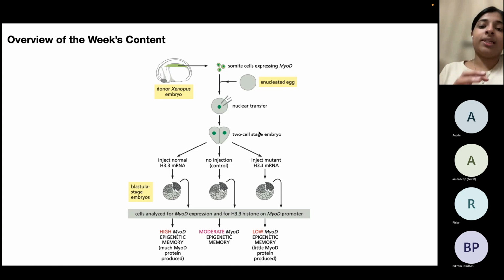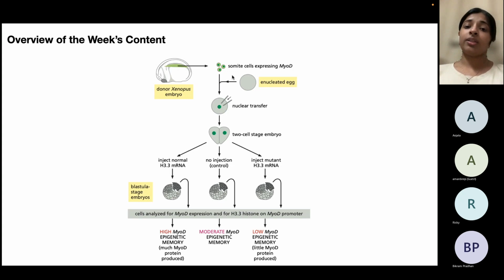Here, what they did was they enucleated the egg cell, which means that they removed the nucleus of the egg cell. This is essentially what contains the entire genetic material. So once that is removed, the cell has to have some other nucleus transferred into it that will give it its instruction. Otherwise, the cell will be just fated to die.